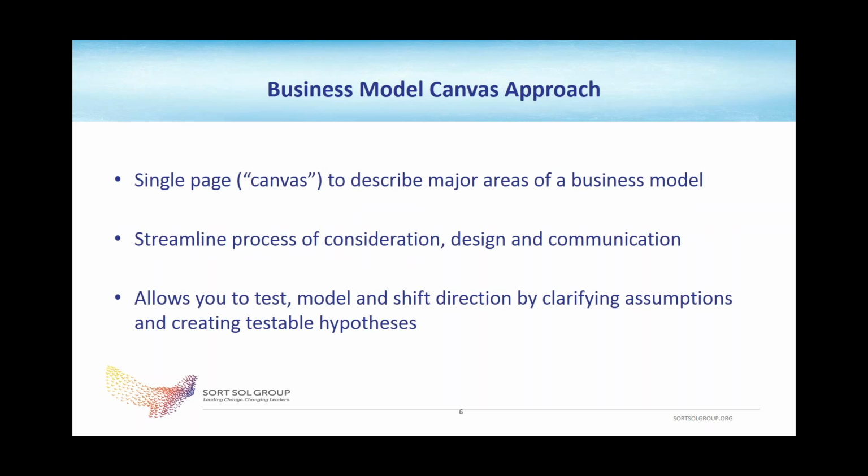The business model canvas approach is taking the multiple complex parts of a business model and putting them onto a single page to describe them all together. The added benefit of this is it streamlines your viewing so that you can consider, design, and communicate the value that you're providing in a much clearer way. Lastly, it allows you to test, model, and shift your directions as necessary by clarifying your assumptions and creating testable hypotheses. This helps you improve your learning as well as make changes and more impact at a faster rate.